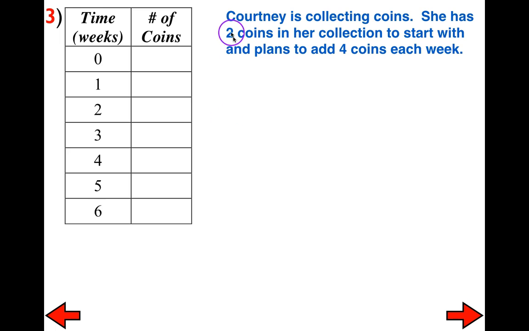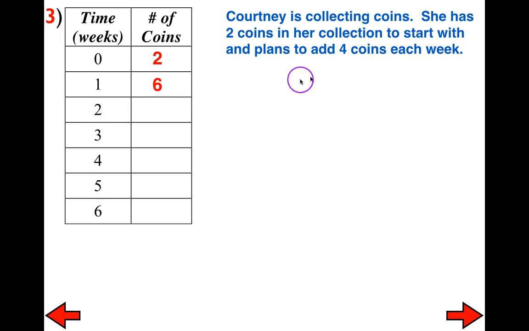Well, according to this, she has 2 coins. So I'm going to go ahead and say that the initial value would be 2. At 0 weeks, she has 2 coins. By the first week, she would have 4 more coins. So that would make 6.